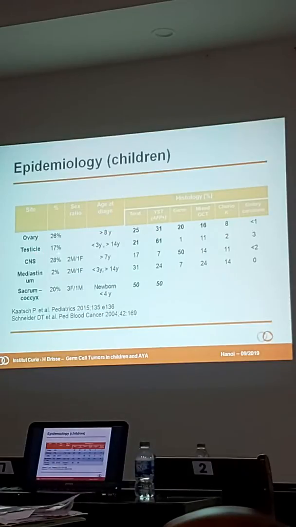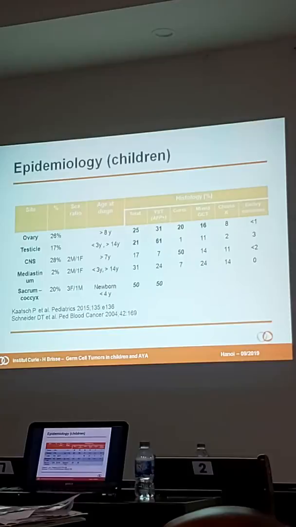In the testicle, some occur very early in childhood, some occur in adolescence, and when they occur very early, it is mostly teratoma, and when they occur in adolescents and young adults, it is mainly yolk sac tumors. And in young adults, you can find also seminoma, but these statistics are focused on childhood and adolescence. In the CNS, you mostly see germinoma, which is a predominant histology.